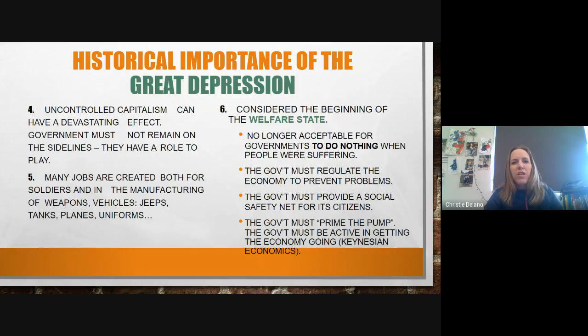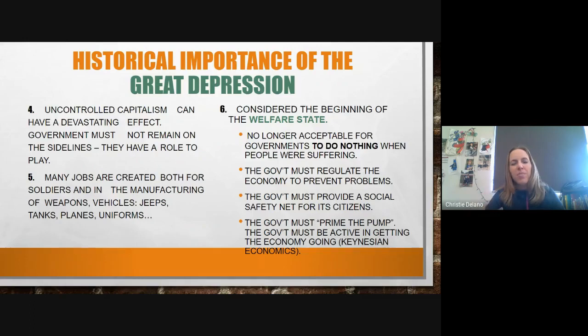So the Great Depression, in terms of modern liberalism, is really considered to be the beginning of the modern welfare state, as we call it. Okay? It is deemed no longer acceptable for governments to sit back and do nothing when people are suffering. But the Great Depression doesn't start with intervention. It takes years for this intervention to come.